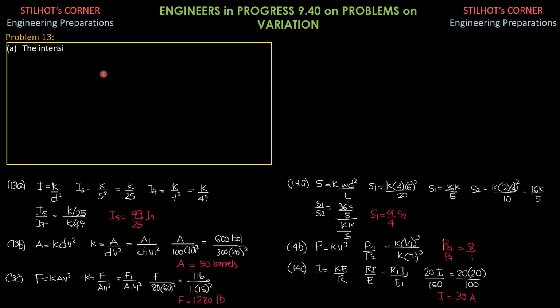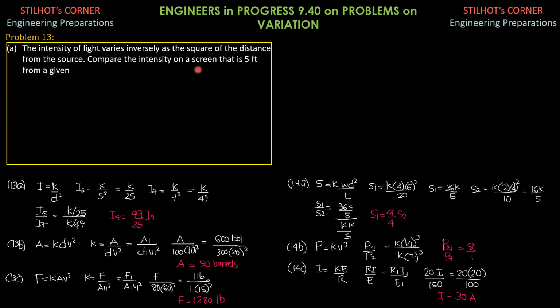So problem 13: the intensity of light varies inversely as the square of the distance from the source. Compare the intensity on a screen that is 5 feet from a given source with that on a screen 7 feet from the source.